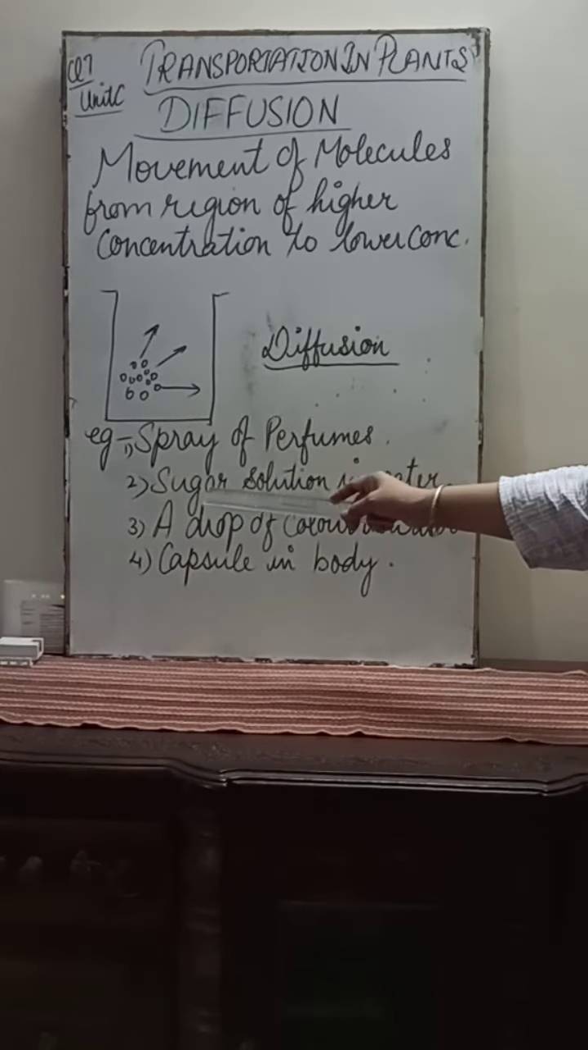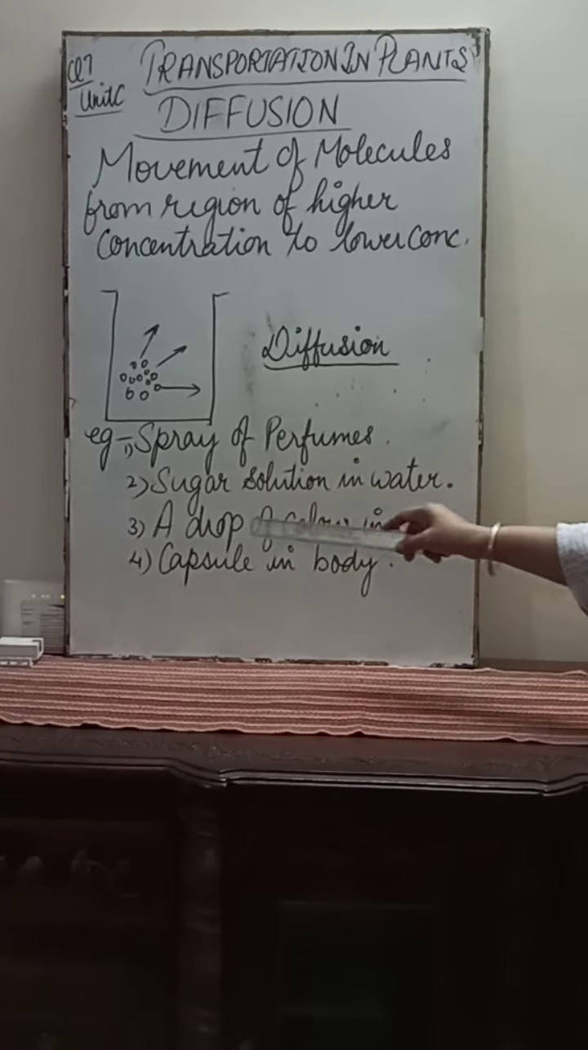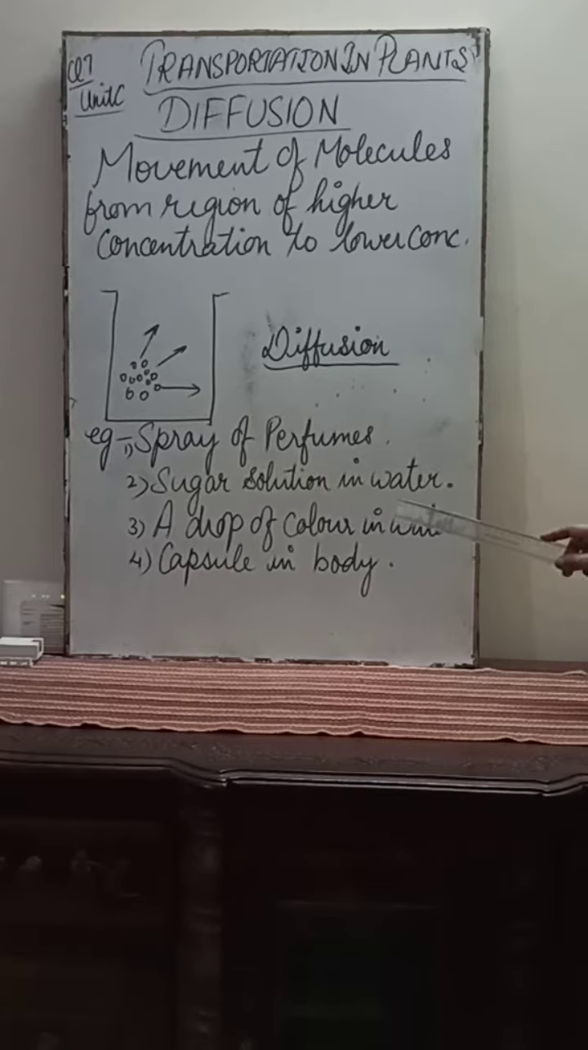Now second is sugar solution in water. Suppose we take sugar and mix it in water. After a few seconds the sugar dissolves in water. So that is the process of diffusion. Third example is a drop of color in water. Suppose we are putting a drop of red color in water. After a few seconds we will see that the whole water becomes red. What happens? The molecules travel from higher concentration to lower concentration and it colors the whole water.